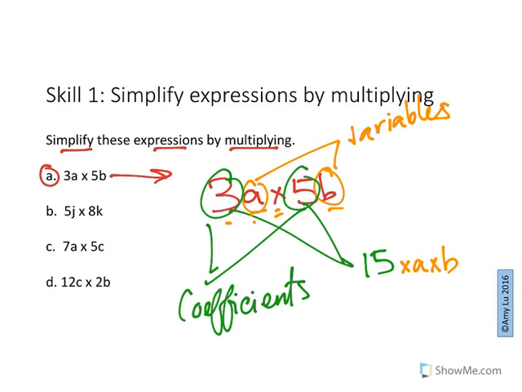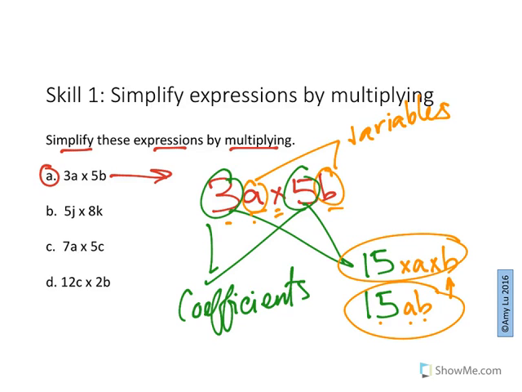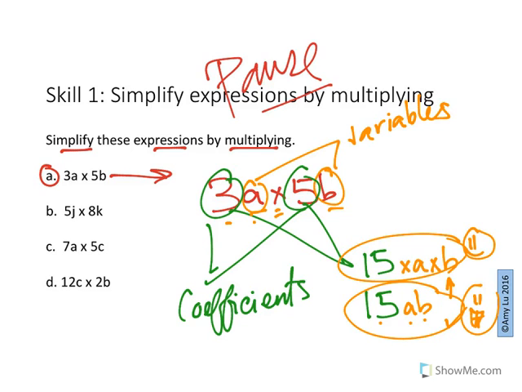So to make this expression more simplified, you just write 15AB, because when you have a coefficient next to a variable, directly next to a variable, it's all multiplying together. These two mean the same thing, but this one is more simple. This one's okay, it works, but this one is better. So at this time, pause and try the rest.